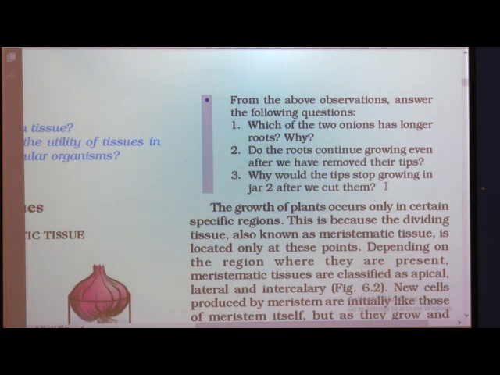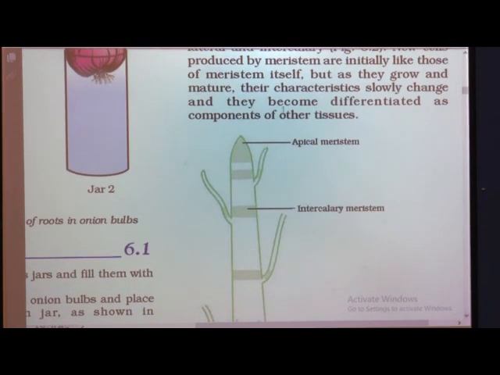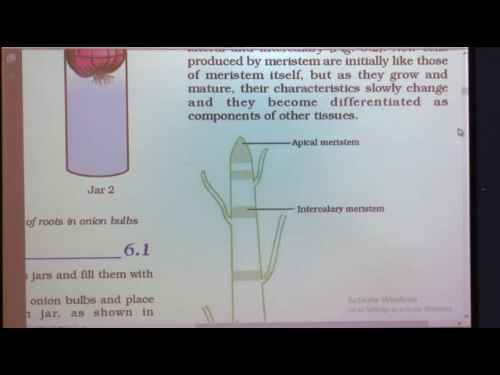So the growth of plants occurs only in certain specific regions. This is because the dividing tissue, which is known as meristematic tissue, is located only at these points. Depending on the region where they are present, meristematic tissues are classified as apical, lateral and intercalary. New cells produced by meristem are initially like those of the meristem itself, but as they grow and mature, their characteristics slowly change and they become differentiated as components of other tissues.